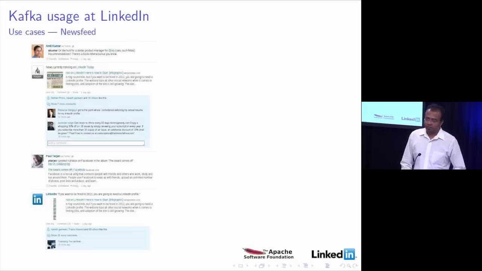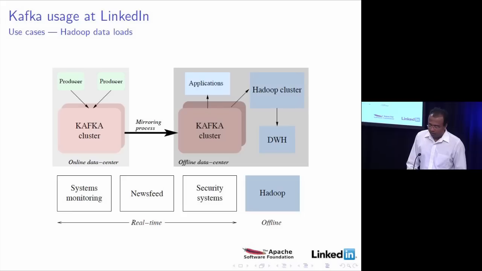Another use case, more at the application level, is the news feed. I believe this is powered by consuming user activity within your network in near real time. We also have the more traditional use case. Kafka can broker this tracking data that is eventually loaded into Hadoop and our data warehouse. And this really fulfills the more traditional use case for data analytics that's done offline.